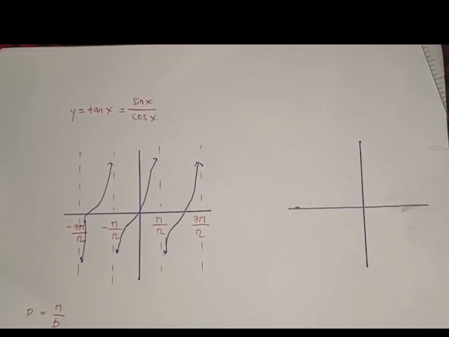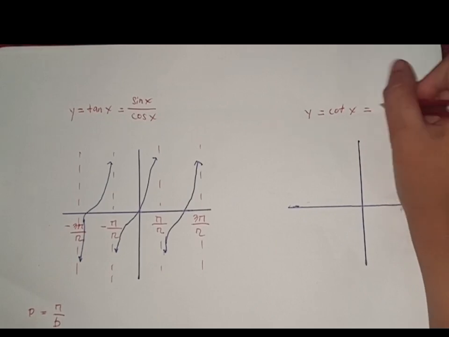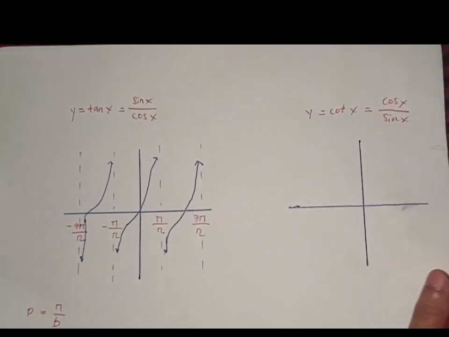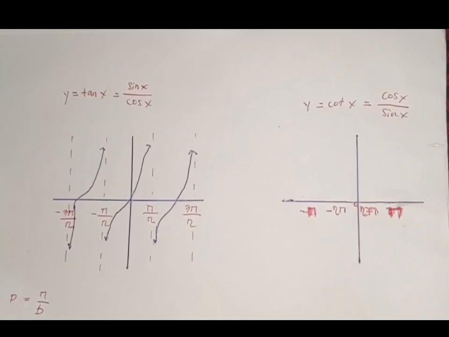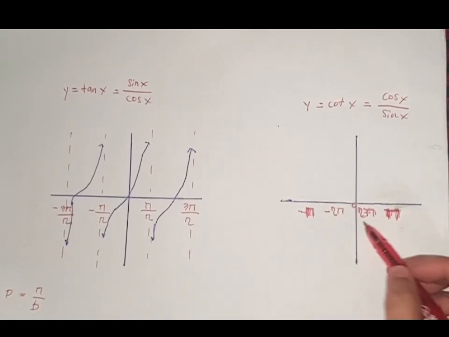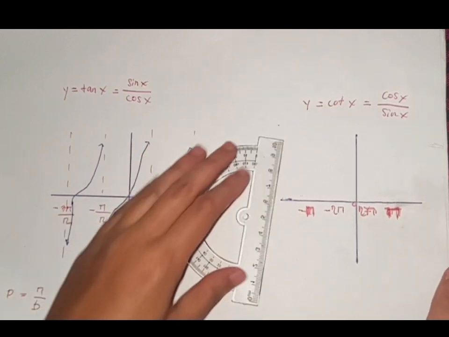Next, let's analyze the cotangent function. So we have y is equal to cot of x is equal to cosine of x over sine of x. This tells us that cotangent is undefined wherever the denominator sin of x is 0. To determine the vertical asymptotes, we find where sin of x is equal to 0. So sine is 0 at the following points: negative 2 pi, negative pi, pi, and 2 pi. Since cotangent of x is undefined at these values, we draw vertical asymptotes at these points. So we have here.